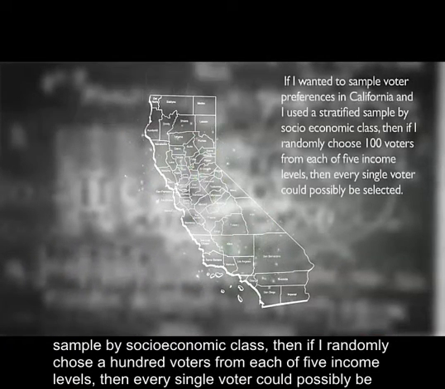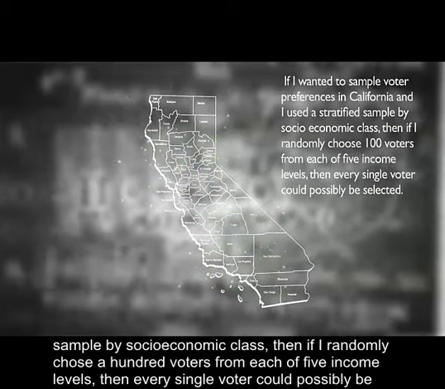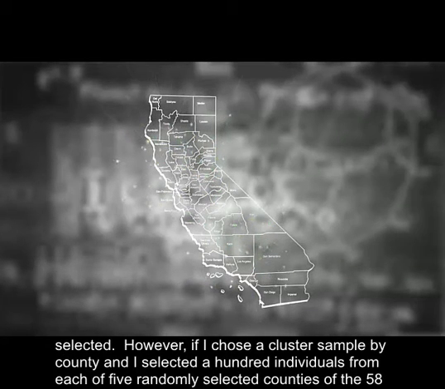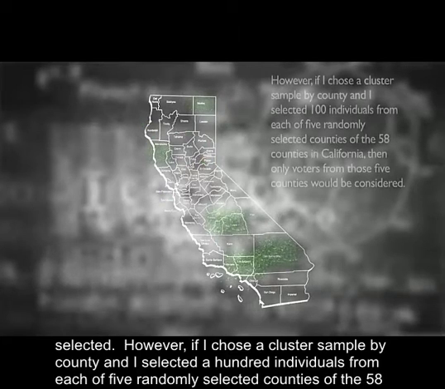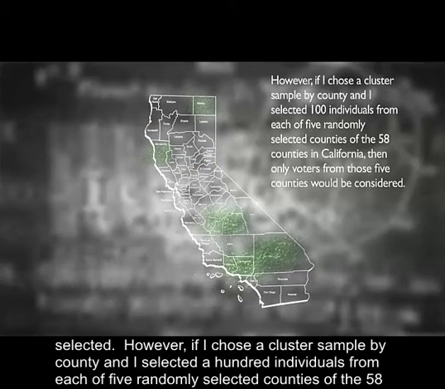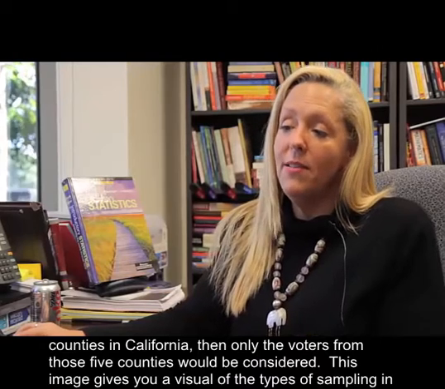For example, if I wanted to study voter preferences in California and I used a stratified sample by socioeconomic class, then if I randomly chose 100 voters from each of 5 income levels, every single voter could possibly be selected. However, if I chose a cluster sample by county and I selected 100 individuals from each of 5 randomly selected counties of the 58 counties in California, then only the voters from those 5 counties would be considered.